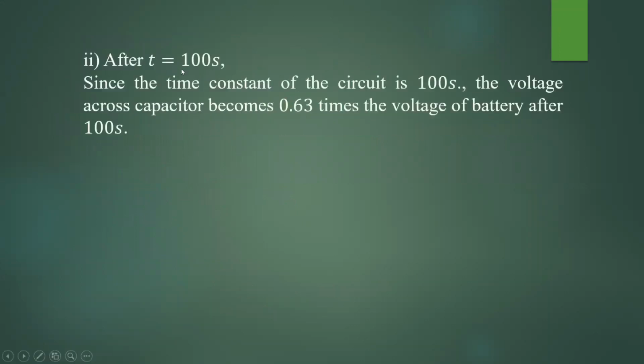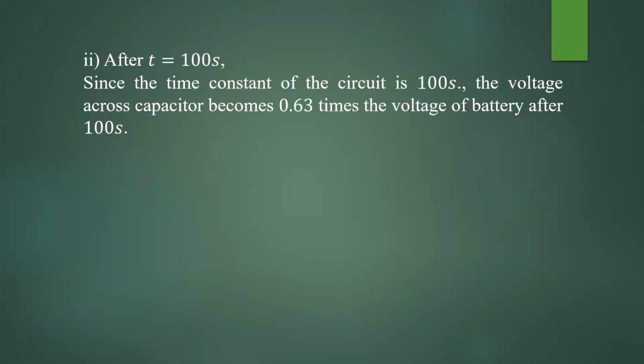So after t equal to 100 seconds, you have to find the voltage. Since the time constant of the circuit is also 100 seconds, the voltage across the capacitor becomes 0.63 times the voltage of the battery after 100 seconds. So at time equal to time constant, what happens? Voltage and charge will become equal to 0.63 times the maximum charge or maximum voltage.